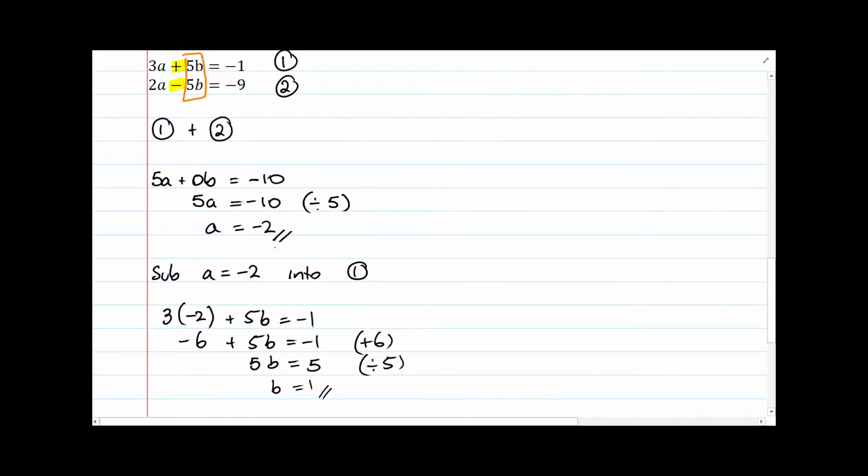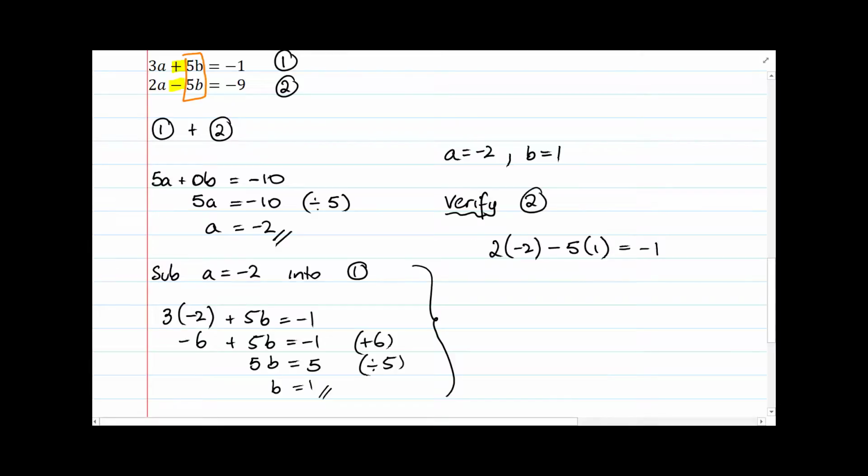So I now have a value for a and a value for b. A equals negative 2 and b equals 1. I do my verification. Notice here that I used equation 1 earlier, so I'm going to verify in 2. And equation number 2 is 2 times a, which is negative 2, minus 5 times 1, and that's equal to negative 4 minus 5, which is equal to negative 9, which is what I was hoping it would be equal to. So there's example number 2.